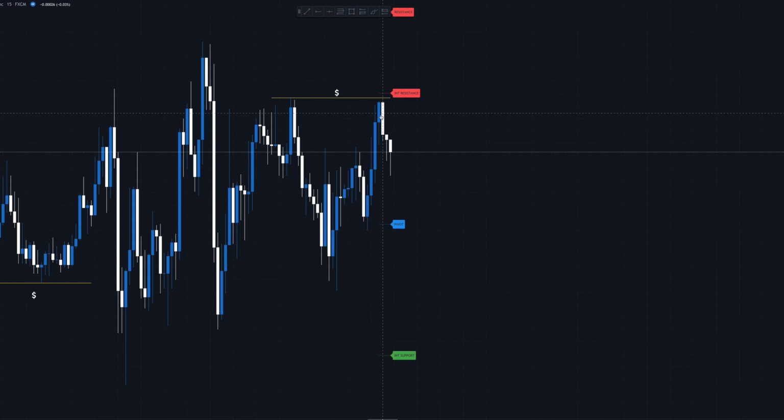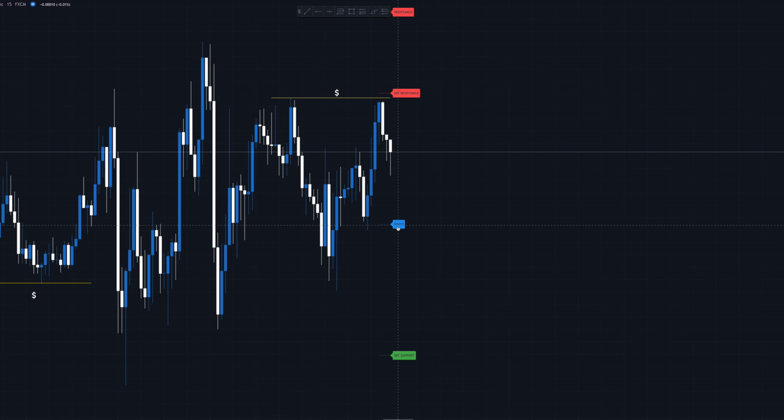So essentially what we would be looking for, looking at this picture here, is we would be looking for price to break through here. So shorting here is not something that we would do. We would be looking for it to break through here.